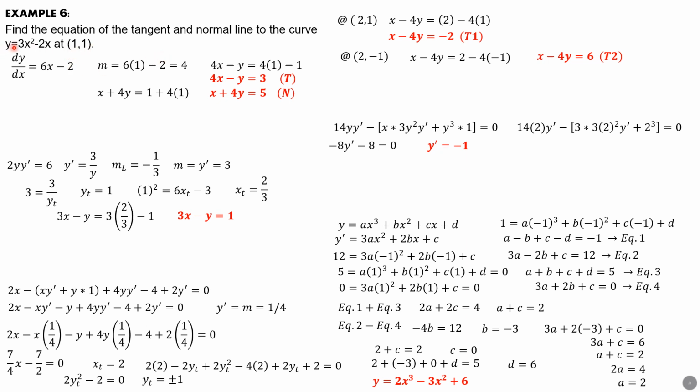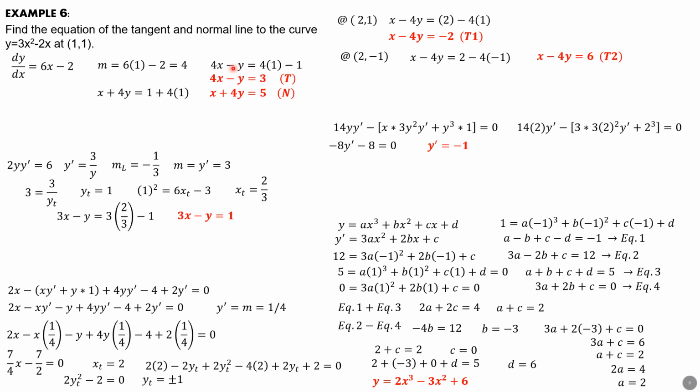So derivative of y with respect to x is the slope, 6x minus 2, and we substitute the value of x, which is 1. Slope therefore is 6 times 1 minus 2, so 4. And the equation of the tangent would be in the form 4x minus y, a line with slope 4, equals 4 times x1, which is 1, minus y1, which is also 1. So 4x minus y equals 3, that's the tangent.